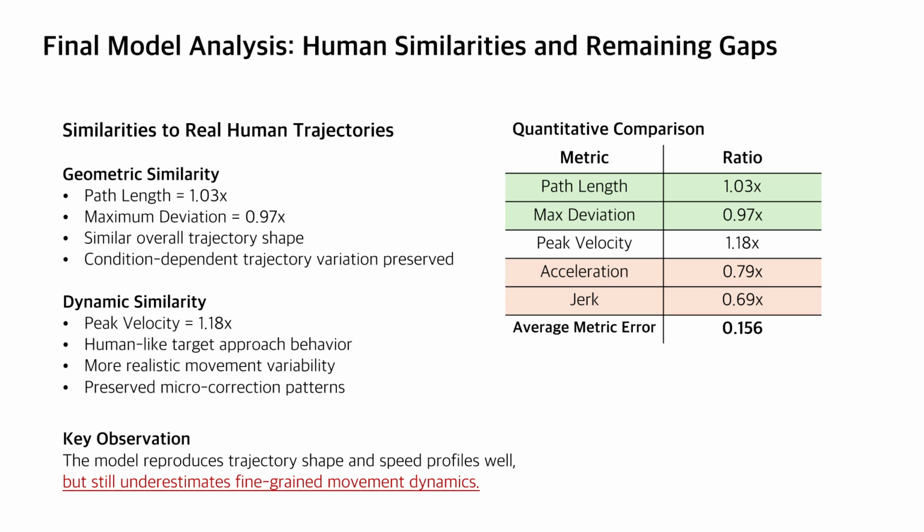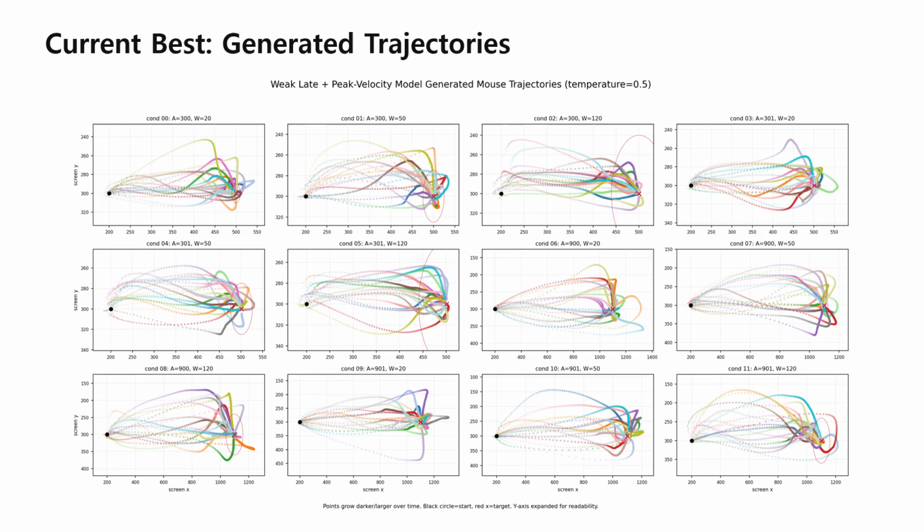However, some limitations still remain. For acceleration and jerk, this suggests that certain fine-grained motor corrections are still missing from the generated trajectories. Overall, the model reproduced human-like trajectory structure and movement behavior reasonably well, but further improvements are needed to fully capture subtle movement dynamics. Like we saw twice, this is our current best model.